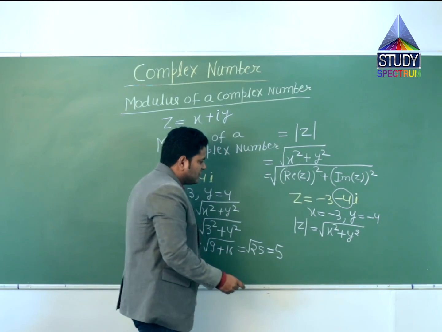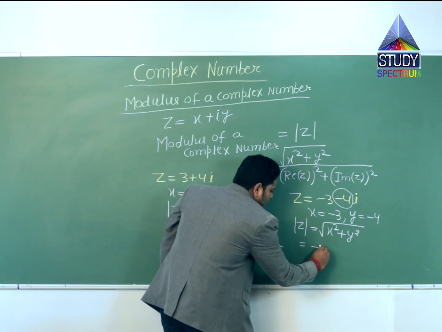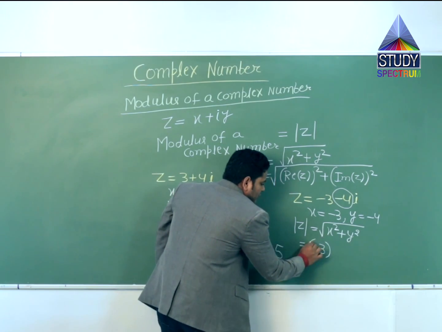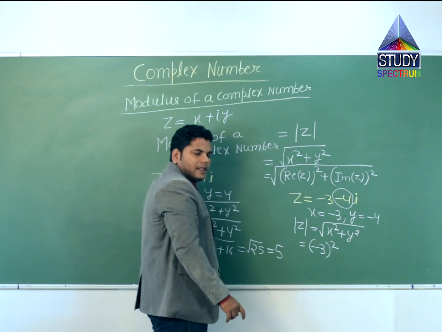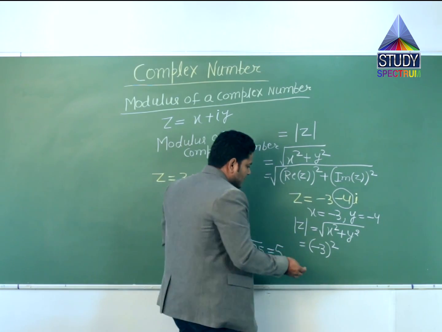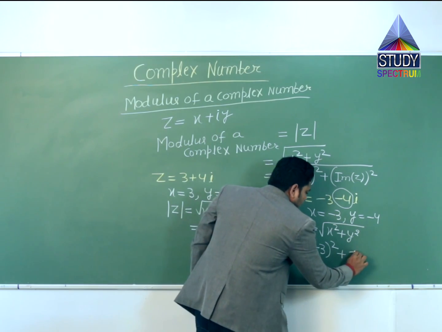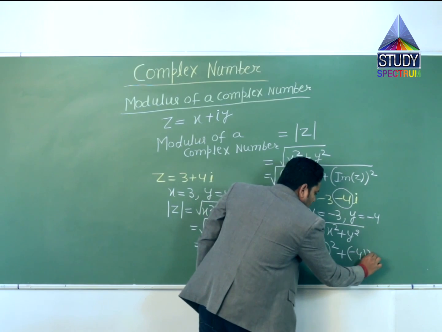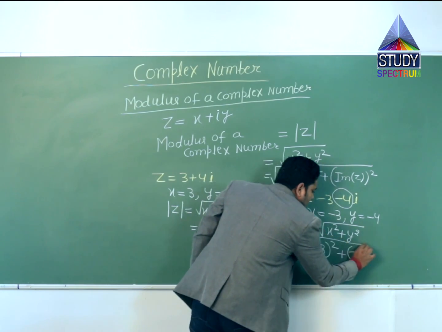Okay, in the place of x we have minus 3, so we will put minus 3 whole square. And it is y square, which means in the place of y we will put minus 4, so minus 4 whole square, the square root.